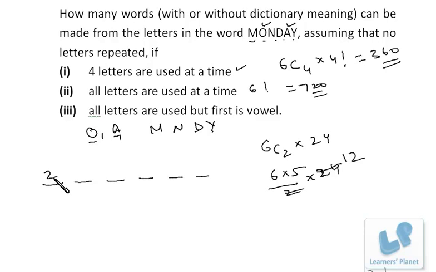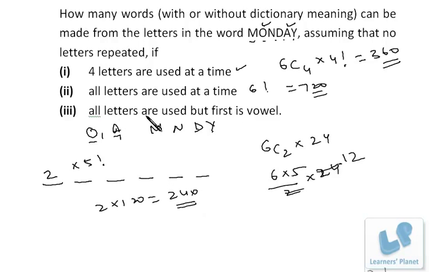Now the first place is filled up. Now we are left with 5 letters and 5 places, right? So 5 letters and 5 places, the number of arrangements will be 5 factorial, right? So it is 2 into 5 factorial. We can say 2 into 120, that is 240 ways, right?